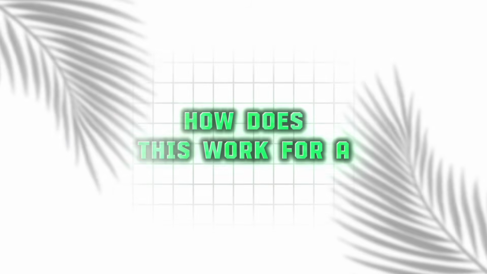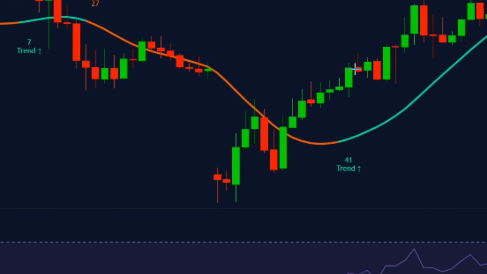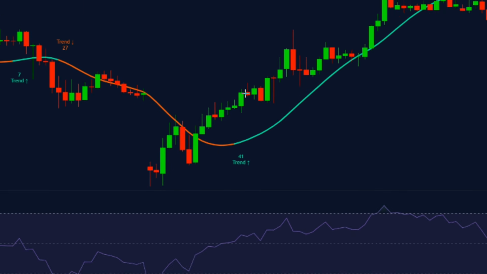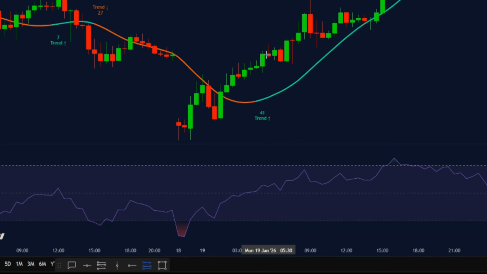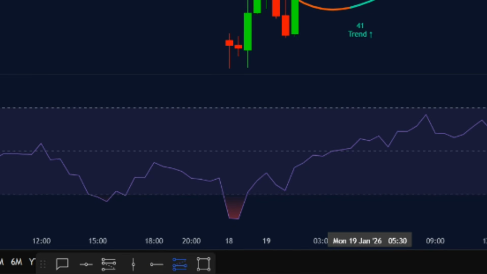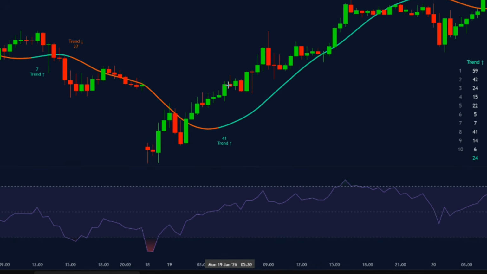How does this work for a long position? It is really simple. Step 1, you want to have a bearish trend on the ribbon. It doesn't matter how long it is, as long as the ribbon is red. Step 2, during that bearish trend, the RSI must get overextended to the downside. We need it to be oversold. This means the RSI line must drop below the 30 level. Think of this like a rubber band being stretched to its limit.